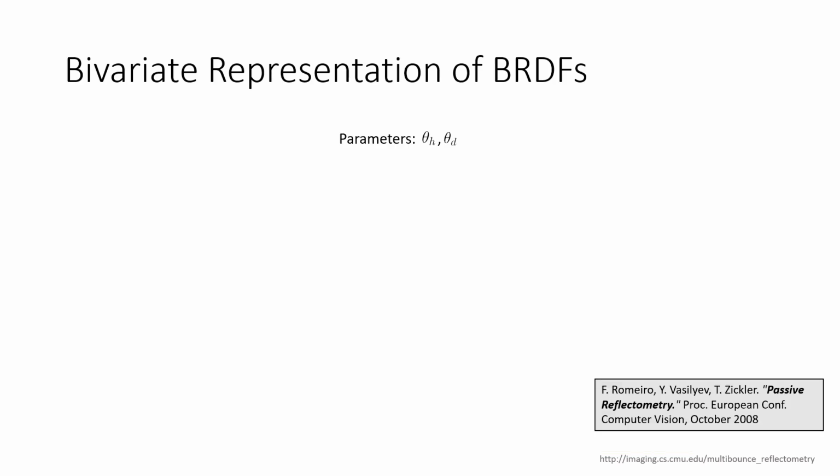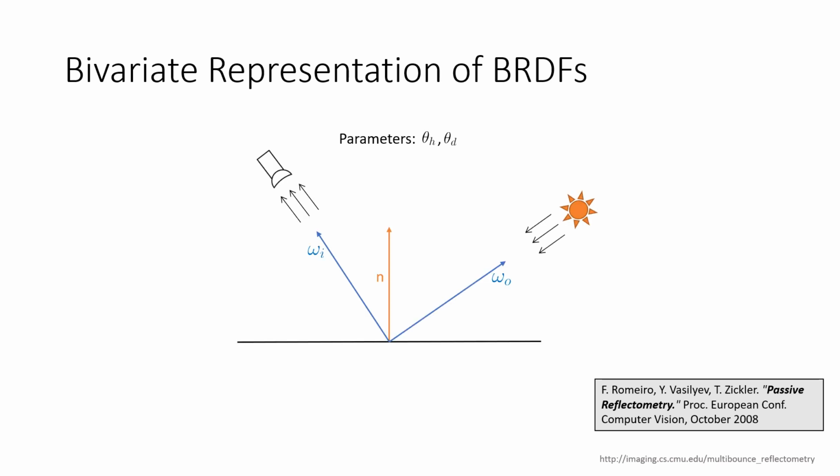To simplify analysis and visualization, we will adopt the so-called bivariate representation, which expresses a BRDF as a function of only 2 angles θh and θd defined as follows. Consider the vectors omega in and omega out representing the incoming and outgoing light directions. The half vector h is the direction vector corresponding to their bisector. The angle between the half vector and the normal vector is θh, and the angle between the omega in and omega out is θd.